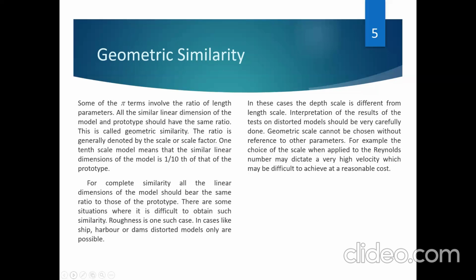Okay, pinapalit niya. For complete similarity, all the linear dimensions of the model should bear the same ratio to those of the prototype. There are some situations where it is difficult to obtain such similarity. Roughness is one such case. So in cases like ship, harbor, or dam, distorted models only are possible. Distorted model, yung vertical, iba ang scale.